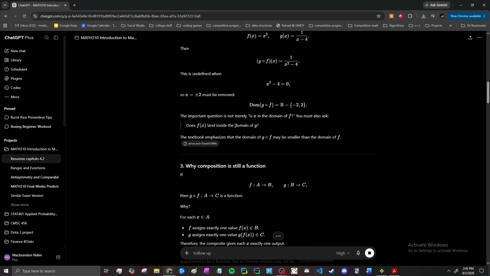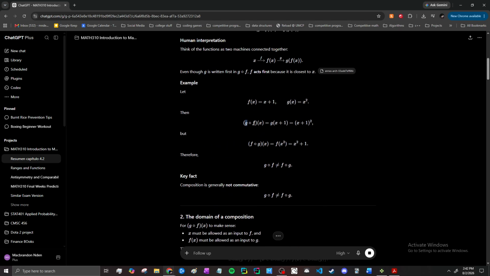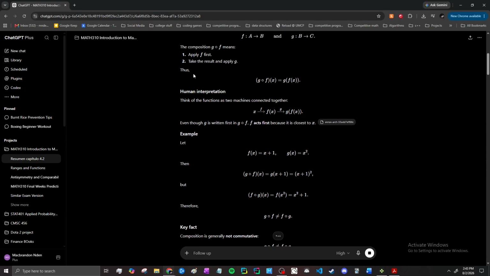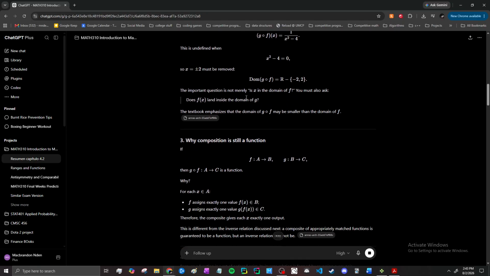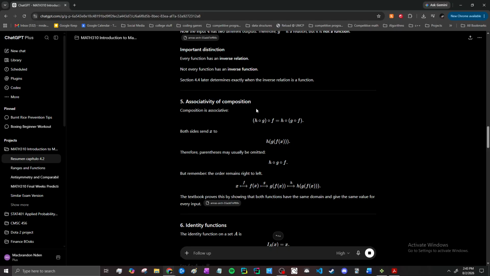So composition of functions. Composition of functions, and the domain of a composition. So composition first, and then the domain. Then why a composition is still a function. Then inverse relations, and associativity of composition.